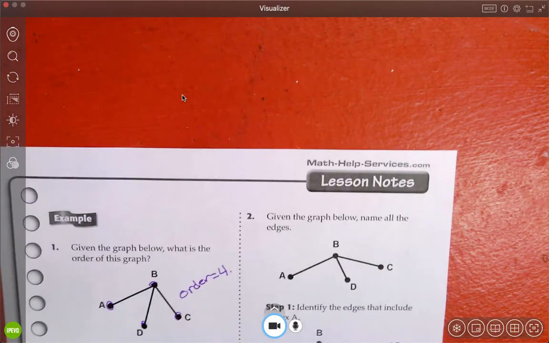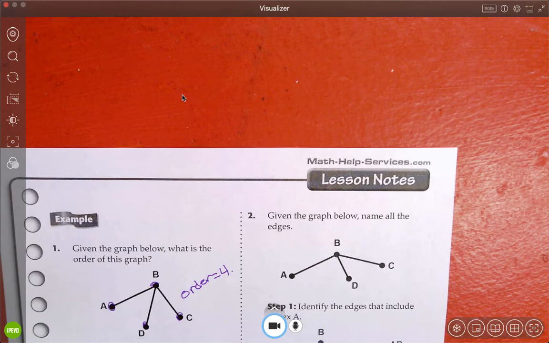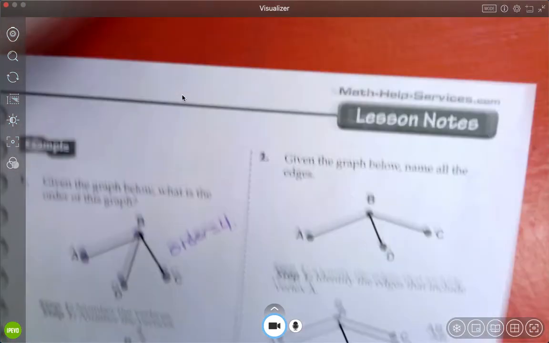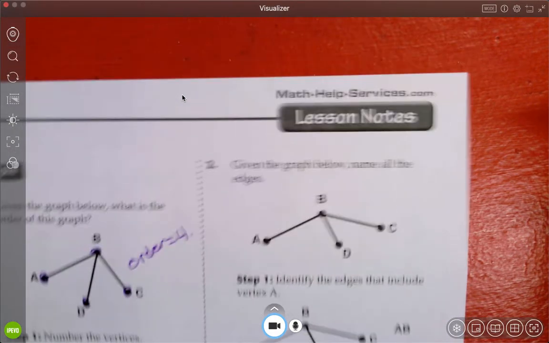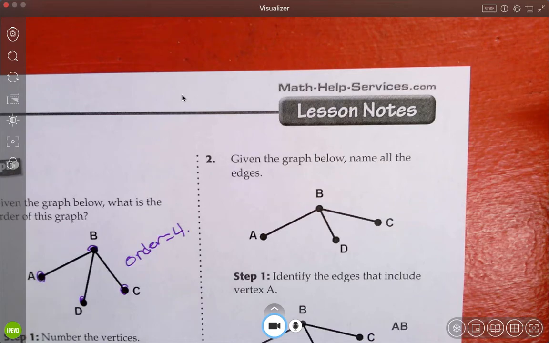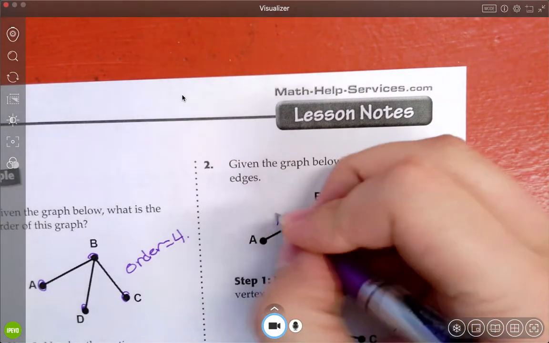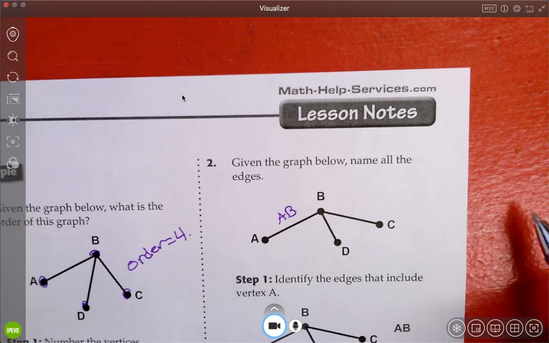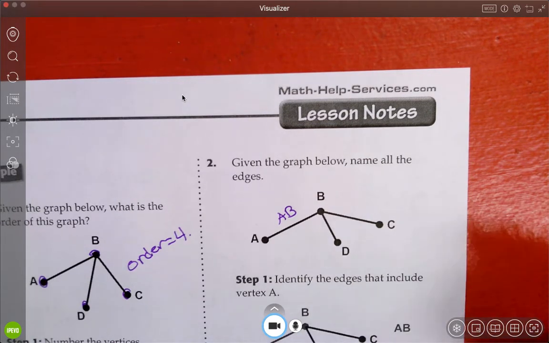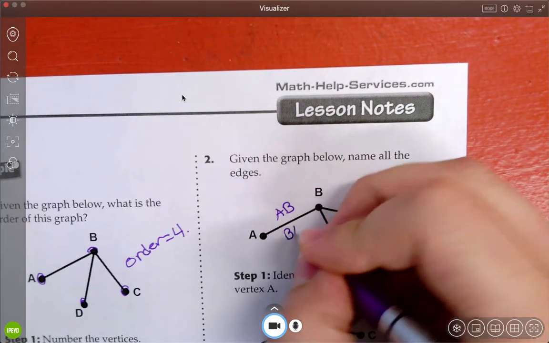So here, I'm going to try to hide the answers. So given the graph below, name all of the edges. Okay, so this is our graph. So what's an edge? Yeah, so the edges are the side lengths, right? So we have this one here, which is AB. And it doesn't matter if you write it AB or BA, okay? So if you read from right to left for some reason, and you write it as BA, that's also okay.